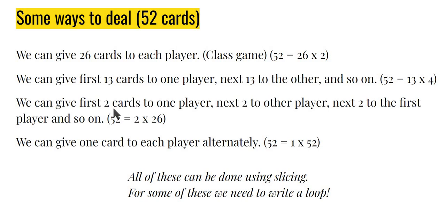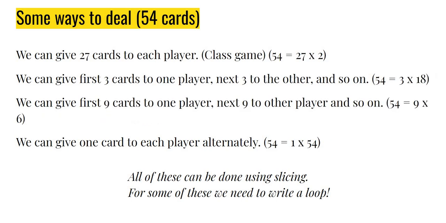In fact, I can give first two to one player, next two cards to the other player, and so on and so forth. Because again, 52 is 2 times 26. So I'm giving two cards at one time, and totally I'm making, let's say, 26 deals. I can give one card alternately, which is 52 as 1 times 52. Now notice in all of this, I want the second number here to be an even number because there are two players. Clearly, all of this can be done with slicing, but as we'll see, for some of these, we need to write a loop, and that is actually quite interesting.